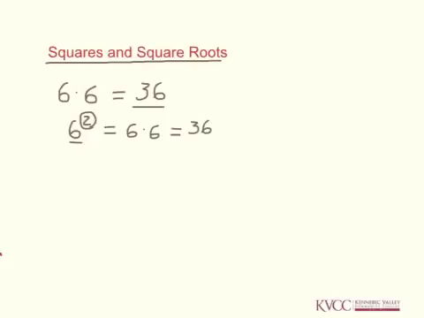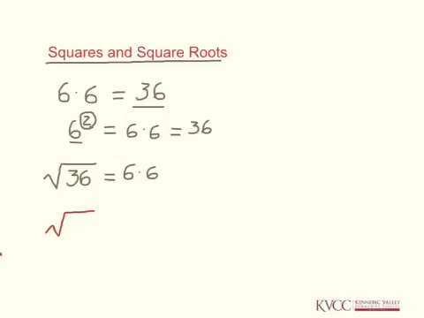Inversely, taking the square root of a number means that if we start with 36, we are asking which number, when multiplied by itself, would give us 36. And that number is 6. This, by the way, is the symbol for taking a square root. It's also sometimes called a radical.